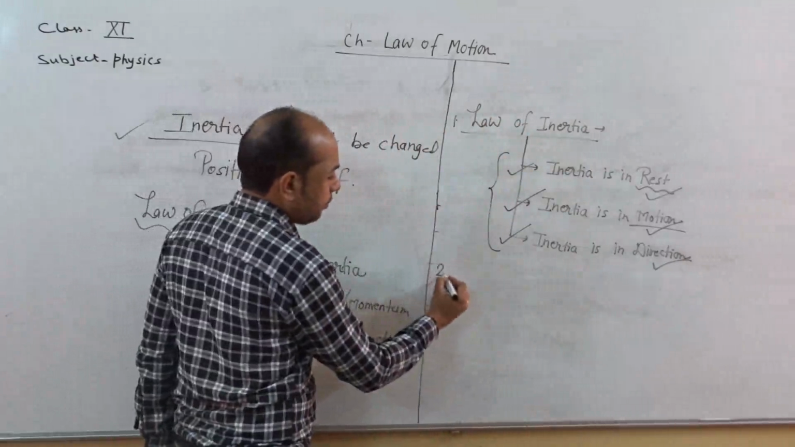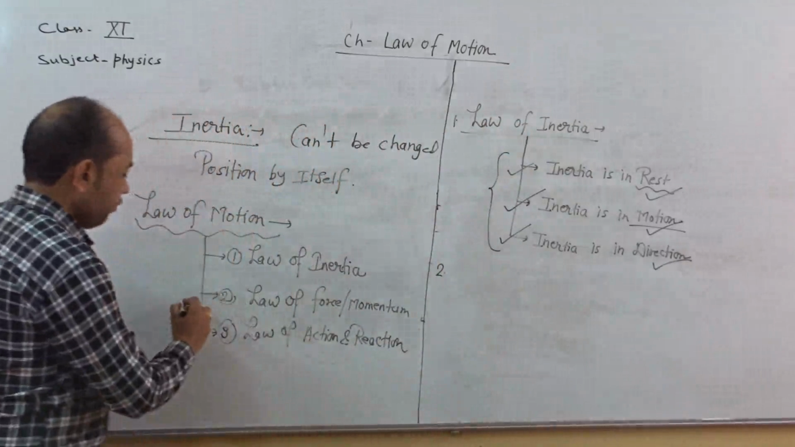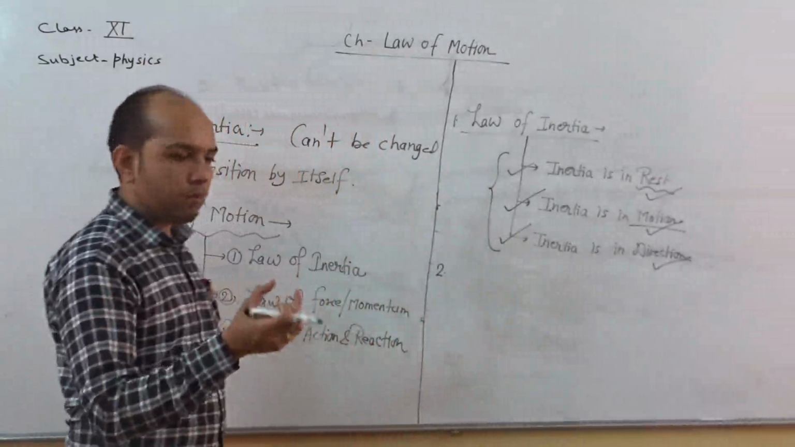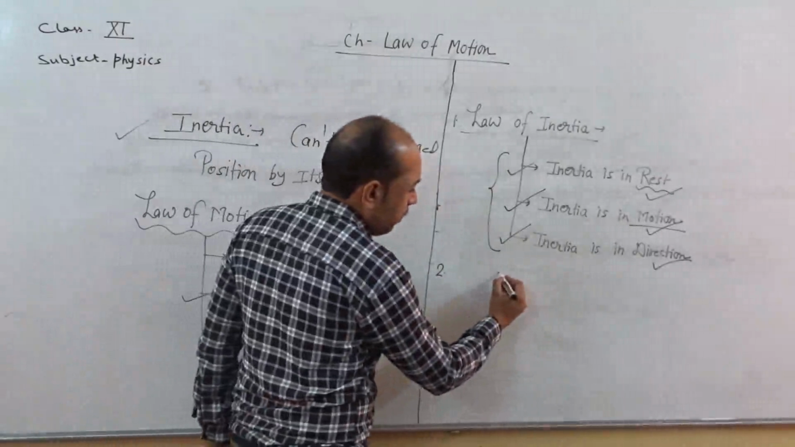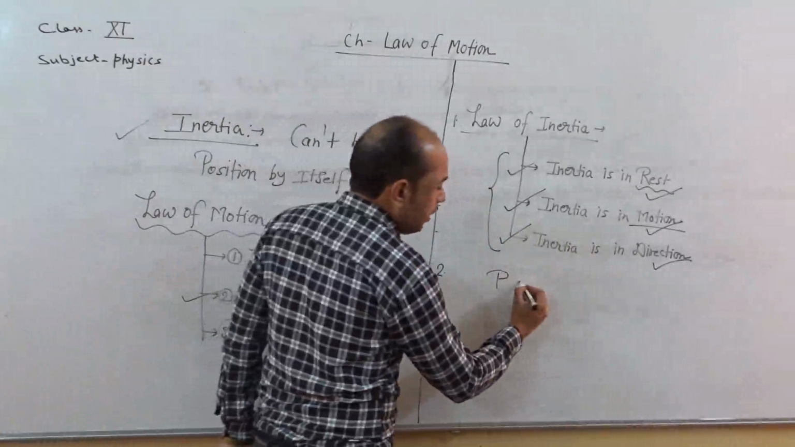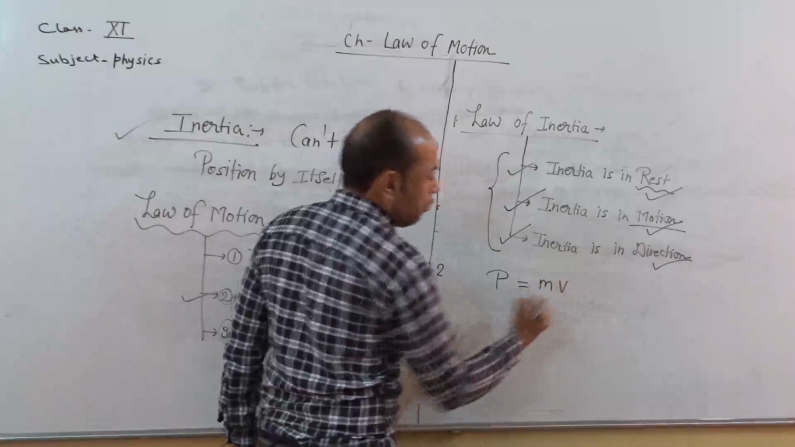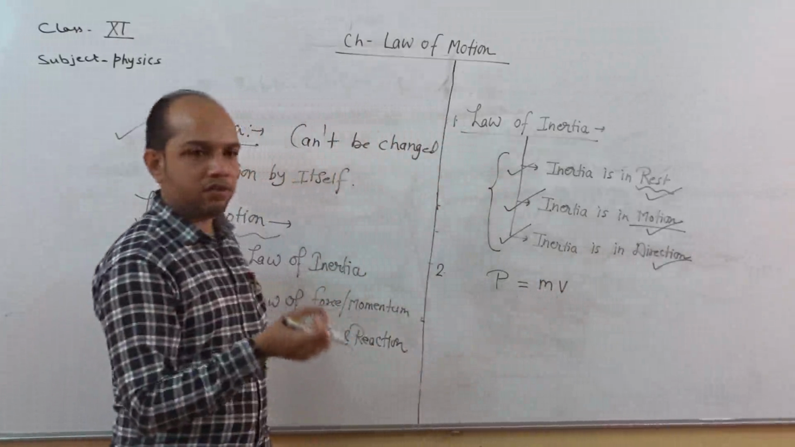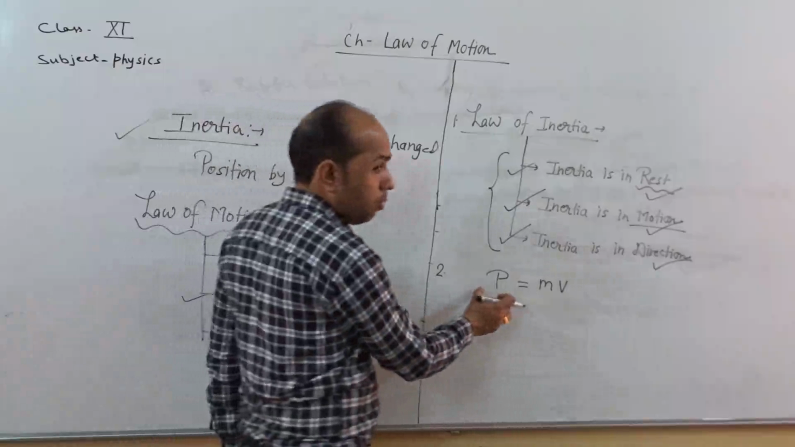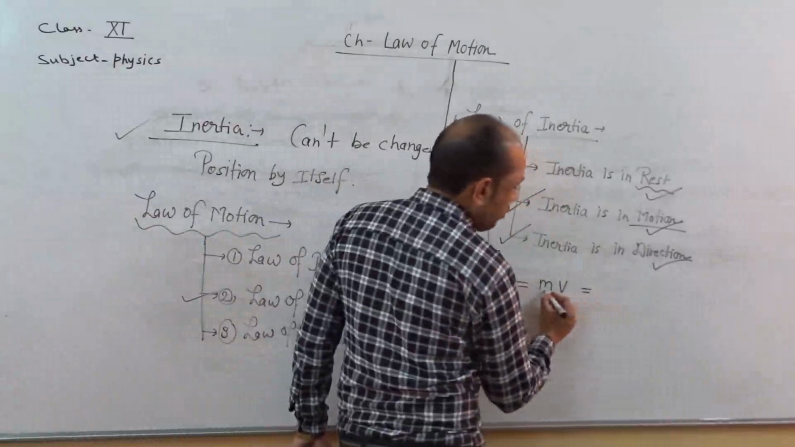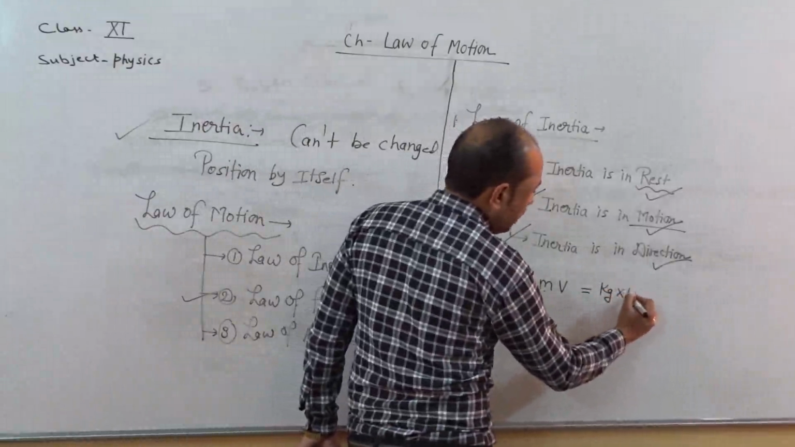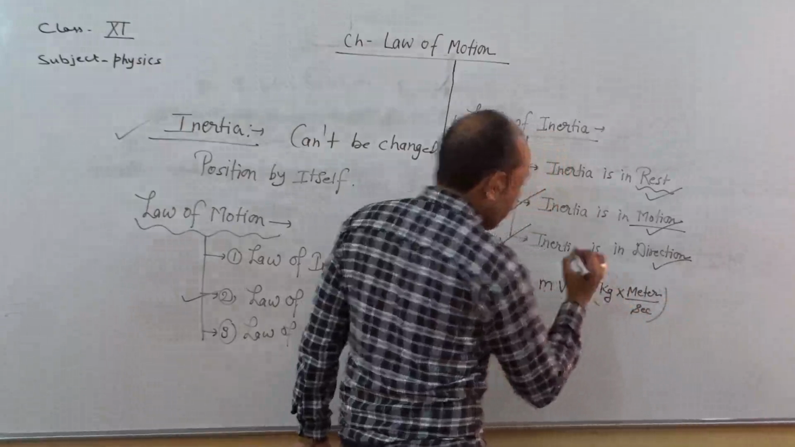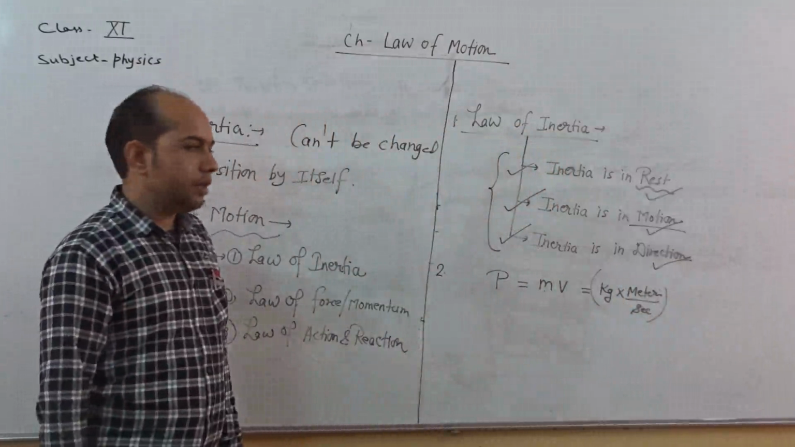Second, according to the second law of motion, the rate of change of momentum. So here we use the word momentum. So first we see what is momentum. Momentum is denoted by the symbol P, and this is equal to mass into velocity. That means whenever any object has mass and it has some velocity, definitely it has some momentum. If we talk about the units, mass is in kilogram and velocity is in meter per second. So the unit of momentum is kilogram meter per second.